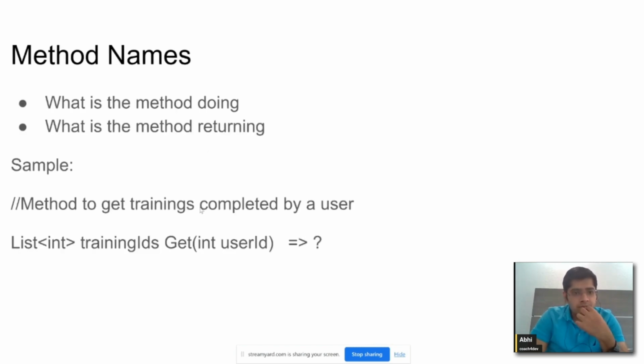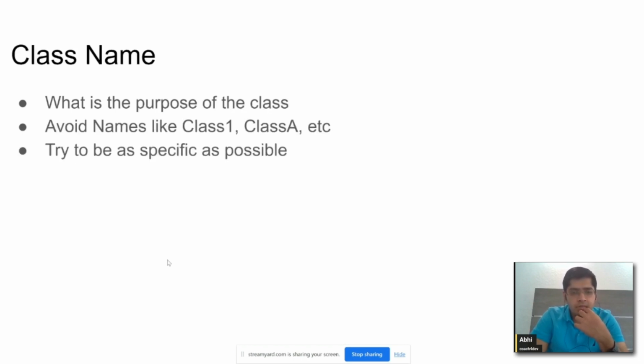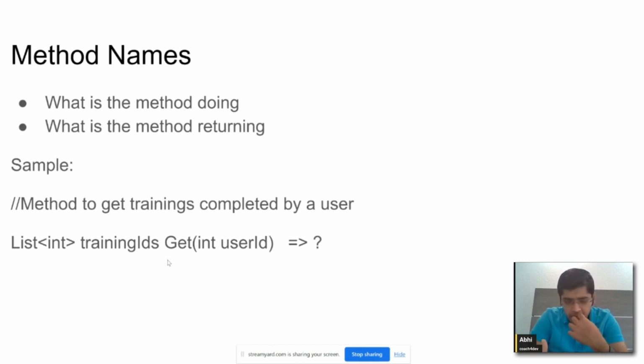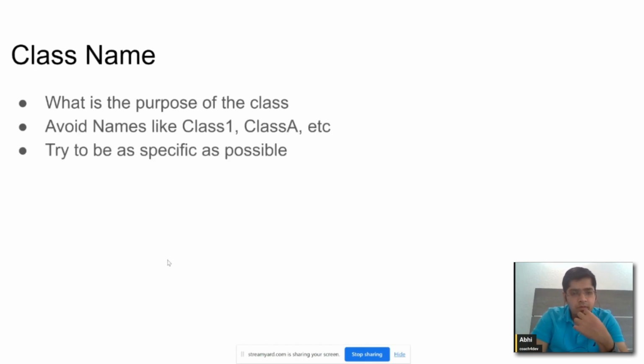Next, suppose you have a method to get trainings completed by a user. I have seen many times that people will just write the method name as simply "get". The method name is not telling you anything. What are you getting? What are you not getting? So make it as descriptive as possible: get trainings completed by user. If you name the method like that, that will make it much more descriptive.